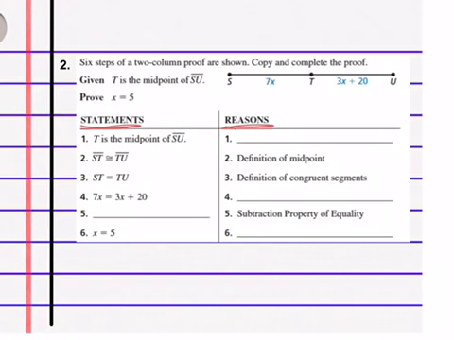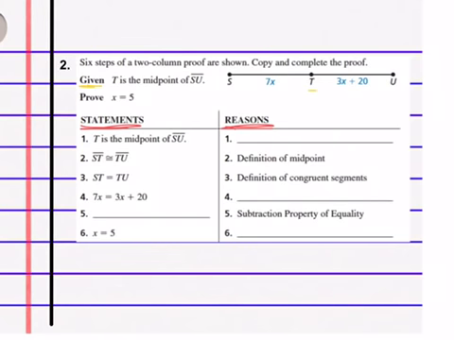All right, so let's look at the question. 6 steps of a 2-column proof are shown. Copy and complete the proof. Great news for you, this is also on your sheet of stuff to cut and glue in if you so choose. Then always look at what was given to you. Given: T is the midpoint of line segment SU. Prove that x equals 5.